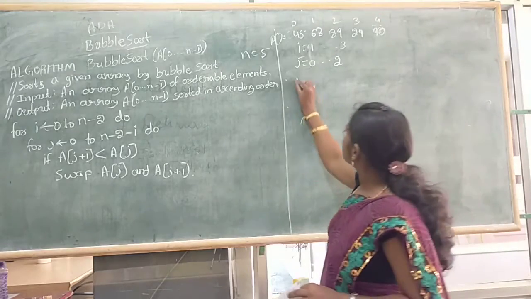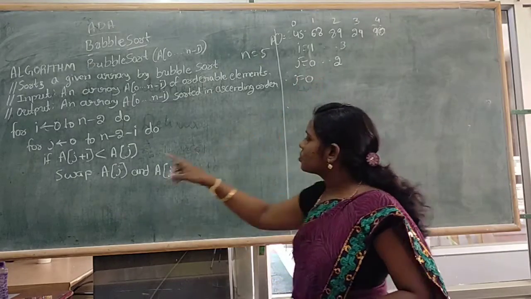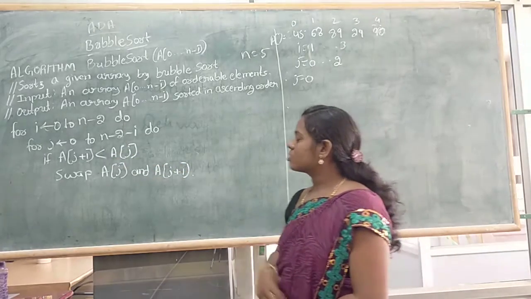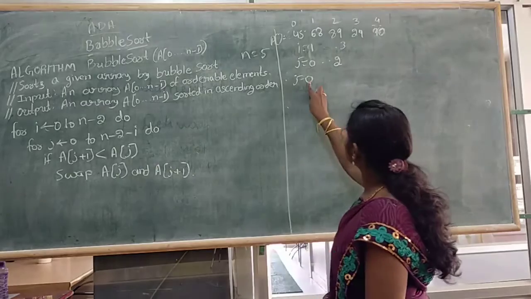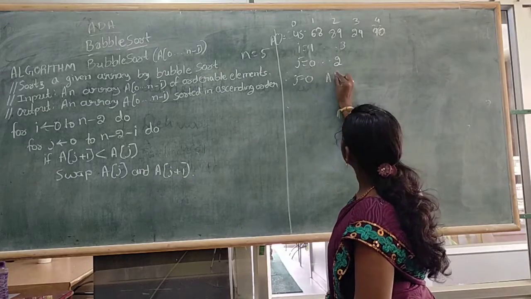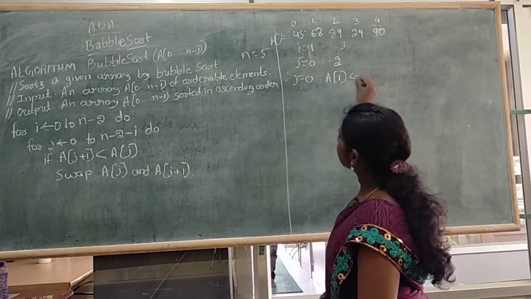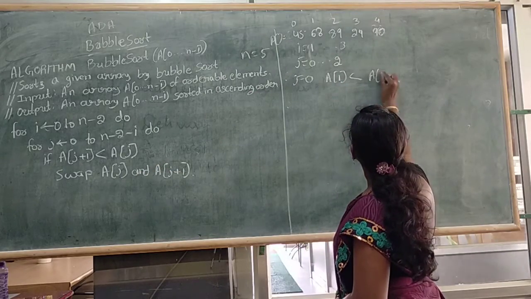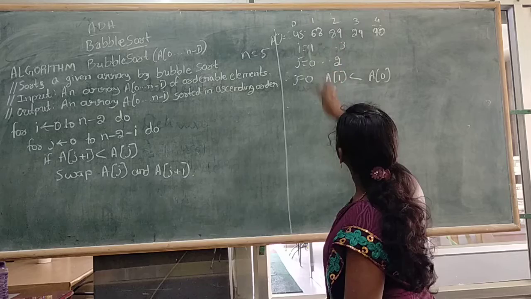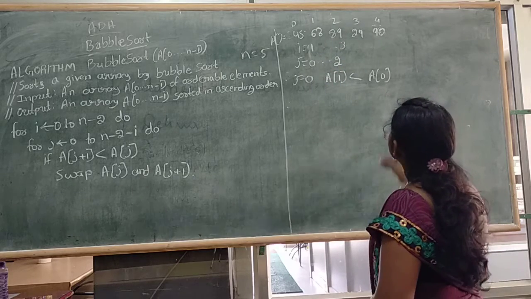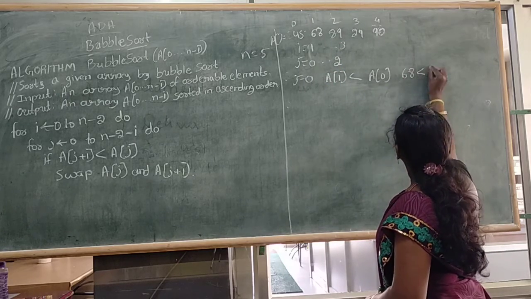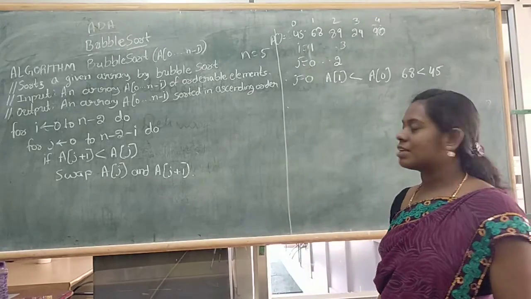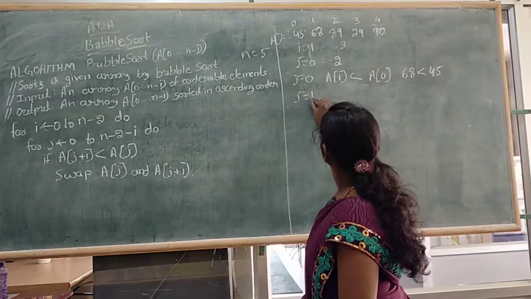So check now, J is equal to 0. It should run from 0 to 2. So A of J plus 1 means 0 plus 1, which is 1. A of 1 less than A of J, that is A of 0. Okay, what is the value of A of 1? 68 less than 45? No. Condition fails. So next J is equal to 1.